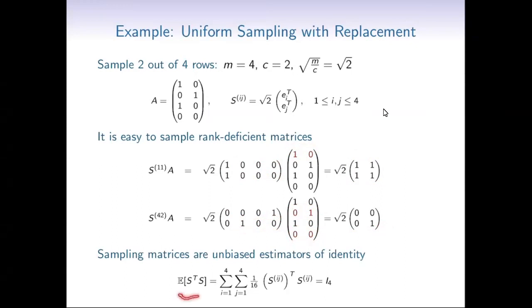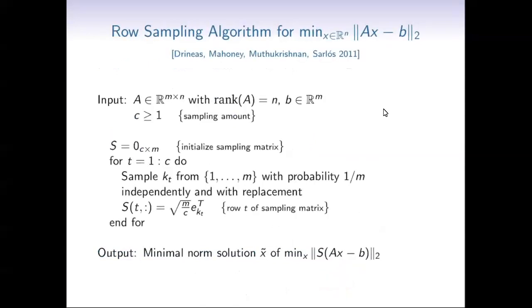However, if you take the unbiased estimator of the Gram product, it ends up being the 4x4 identity matrix. So in expectation, but expectations are often too hopeful. And that's why we have tail bounds for the probabilities.